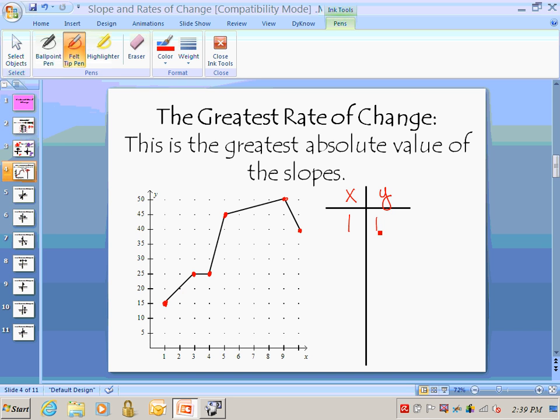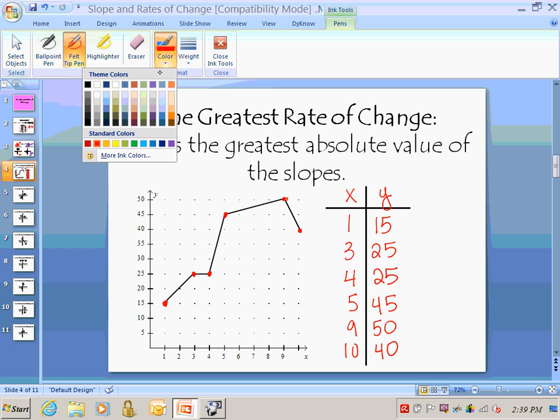I have 115. This is 325, 425, 545, 950, and 1040. So the slope of the line, that's how much it's rising, okay, rise over run, or the rate of change, how fast the rate is changing.